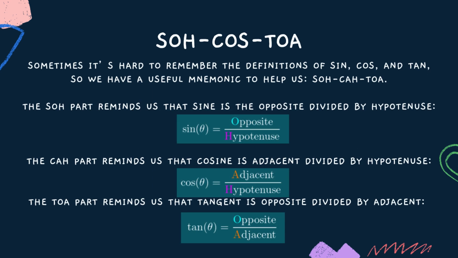Sometimes it's hard to remember the definitions of sine, cosine, and tan, so we have a useful mnemonic to help us. SOH CAH TOA. The SOH part reminds us that sine is the opposite divided by hypotenuse. The CAH part reminds us that cosine is adjacent divided by hypotenuse. The TOA part reminds us that tangent is opposite divided by adjacent.